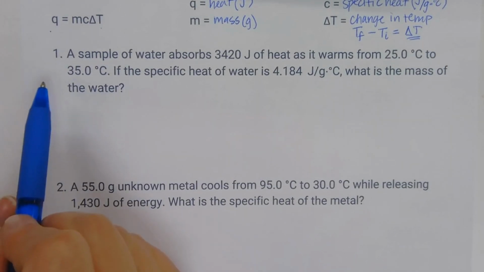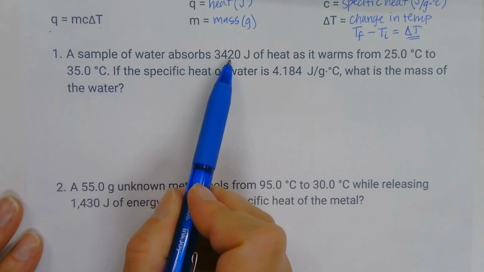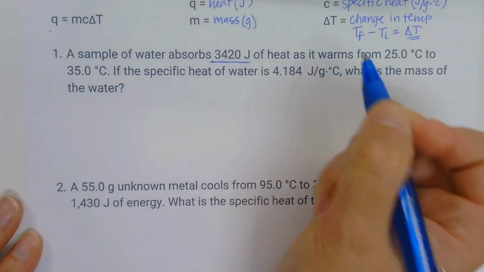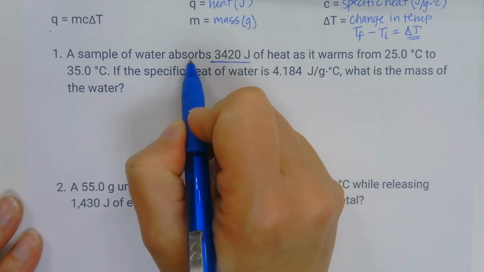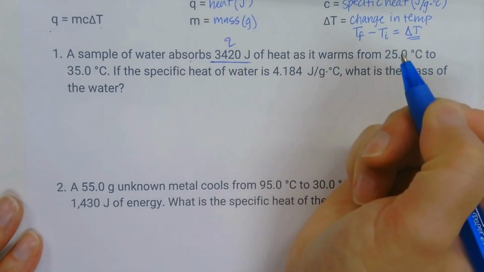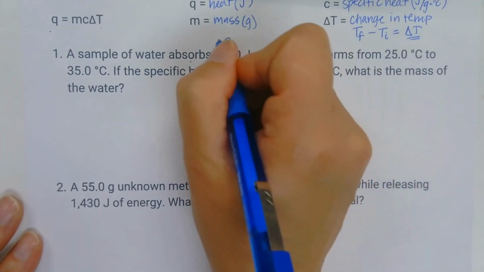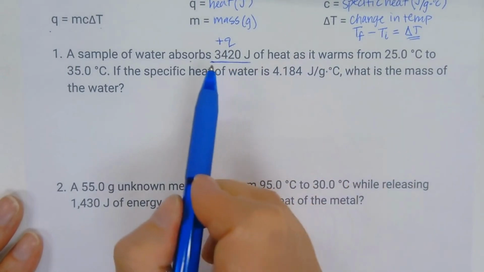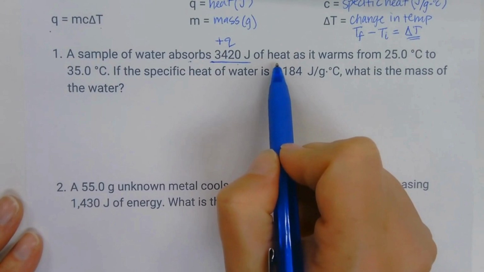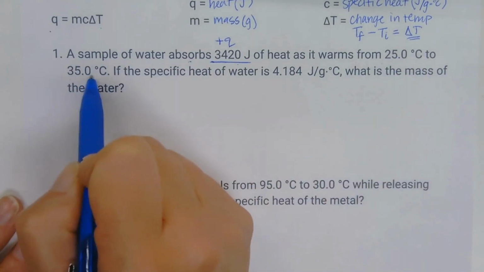So here we go. Number one, a sample of water absorbs 3,420 joules. Okay, stop. This one we're given, it says absorbs this many joules of heat. That tells me that this is Q. So above it, I'm going to write Q. So I know that that's this variable. And I'm also going to write positive because I'm absorbing heat, okay? Of heat as it warms from 25 degrees Celsius to 35 degrees Celsius.